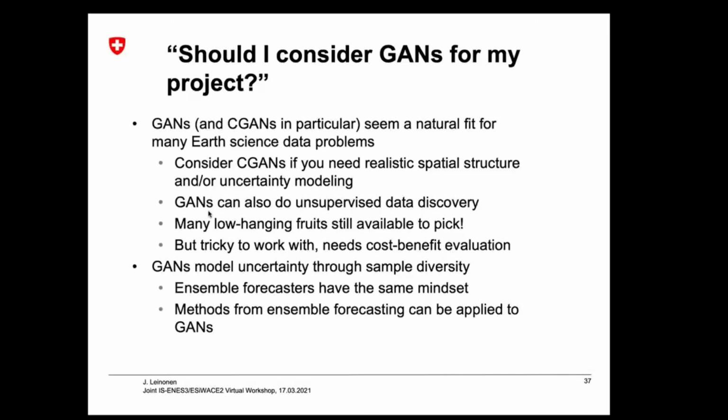And just one more remark: since we model uncertainty through the sample diversity, this is the same kind of mindset that ensemble forecasters already have. So if you are used to doing ensemble forecasting, then you already have the right kind of tools and the right kind of mindset for working with the GANs, and maybe you might even know about some methods that can be used to evaluate these conditional GANs better, because that's a topic that has received relatively little attention.